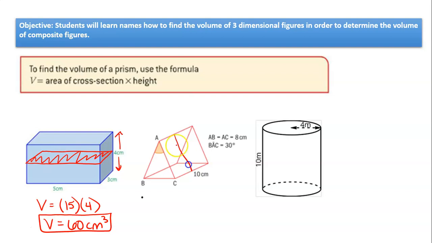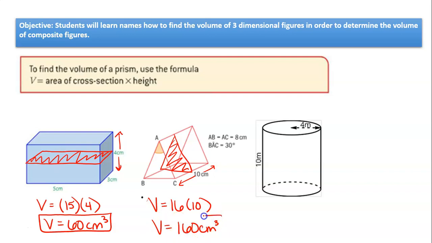Same figure from our warm-up. We have that triangle cross-section. You found the area of that to be 16 centimeters squared. So the volume of that would be the 16 centimeters squared times this height going that direction. So times 10. So that gives us 160 centimeters cubed.